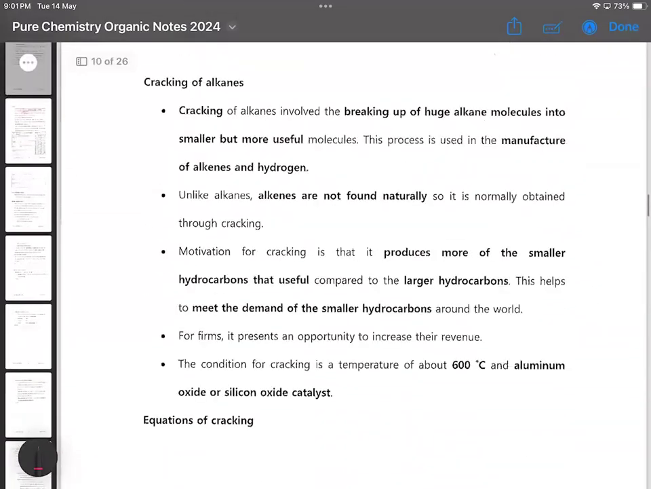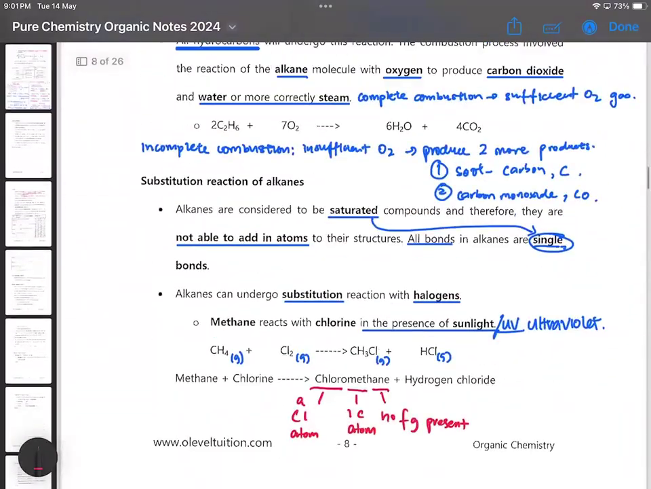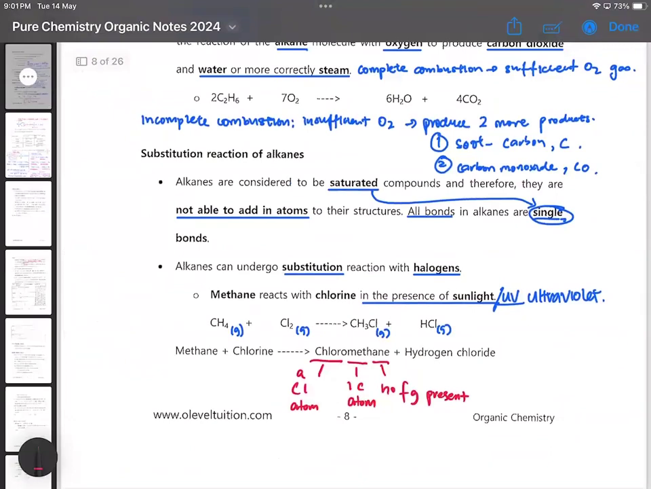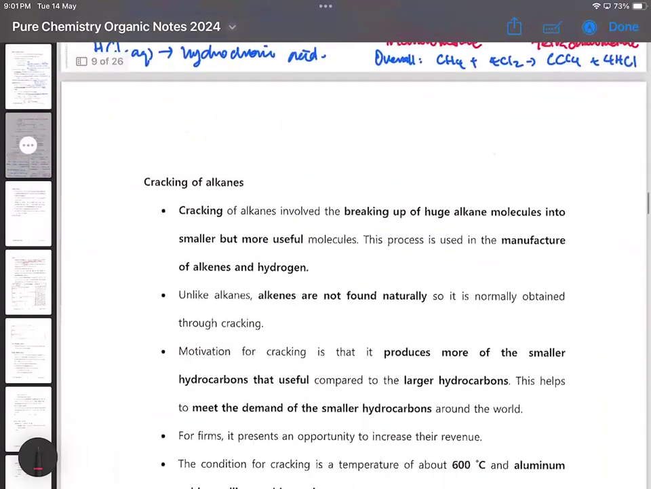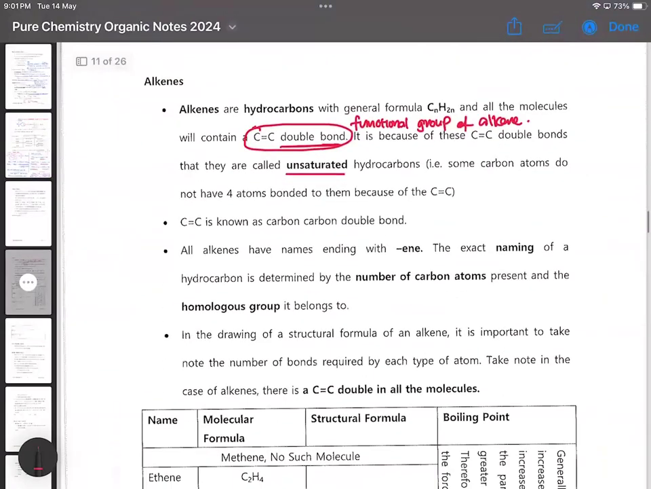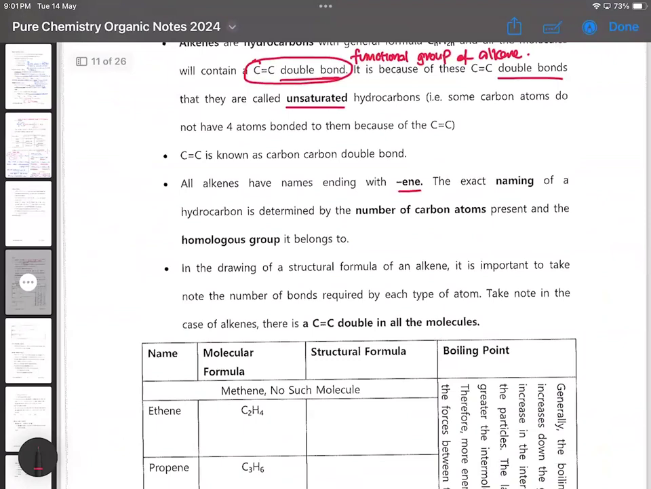Just now we were seeing this, and I asked you all to put a label that this is saturated. Saturated means there are mostly single bonds present. And because alkenes have a C=C double bond, which is not exactly a single bond, it's a double bond really, as the name suggests, that's why we call them unsaturated hydrocarbons. Okay, the naming is the same case. Alkene ends with -ene and so on.